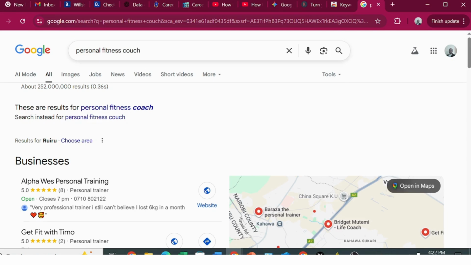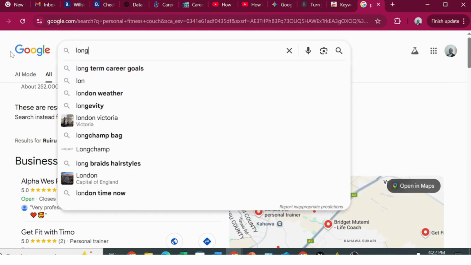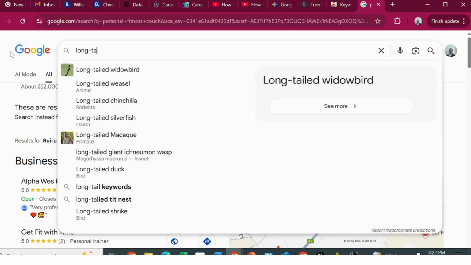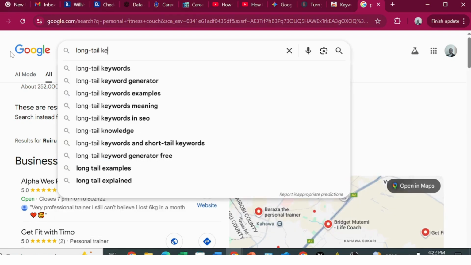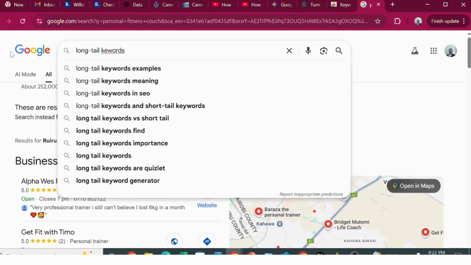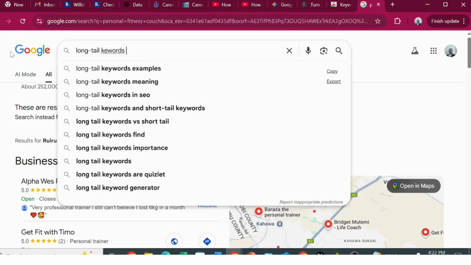Lastly, we have the long tail keywords. Long tail keywords, we can call them based on the number of words. They have 4 words or more. They are hyper specific. For example would be best digital marketing agency for startups in Boston. Let us try that.